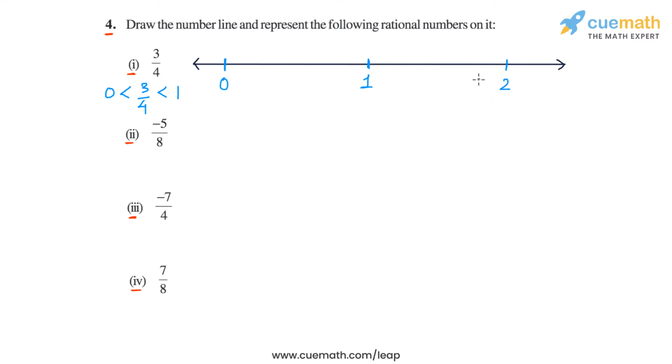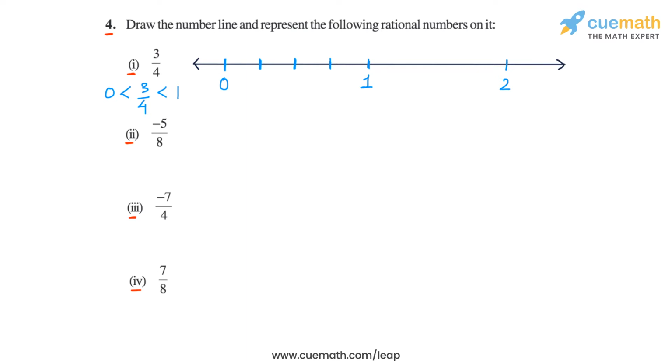Now 3 by 4 will lie in the interval between 0 and 1. To plot 3 by 4, let's divide this interval into 4 equal parts. To do this somewhat accurately, you can first divide the interval into 2 equal parts by plotting the midpoint of 0 and 1. And then you can divide each half into 2 equal parts again, like this. So now you have divided the interval between 0 and 1 into 4 equal parts.